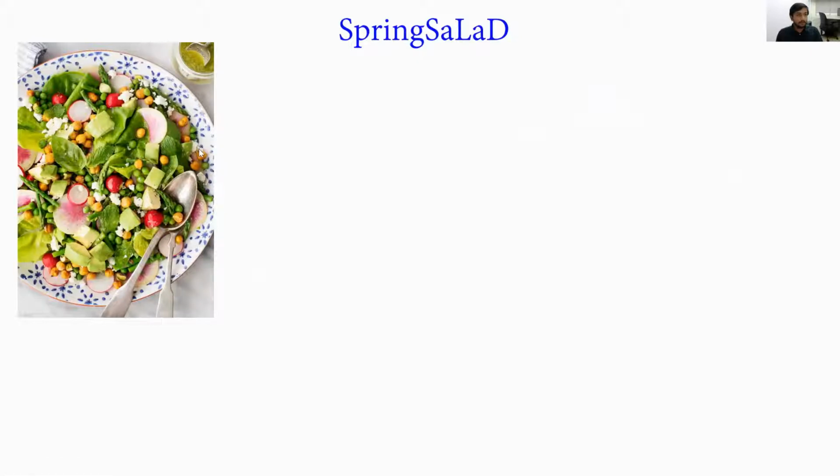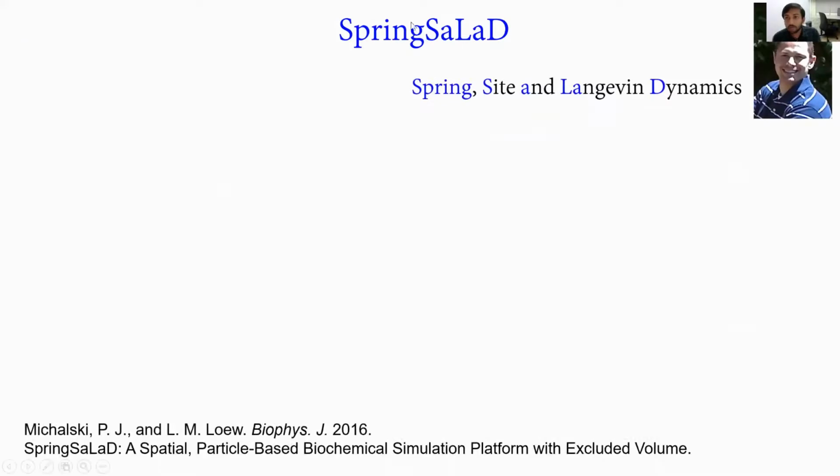If you go to Google and type SpringSaLaD, that's what you get, right? I got this so many times, like you go to Wikipedia and type SpringSaLaD and that's what you get. But 4 or 5 years back, Dr. Paul Michalski and Leslow had some other ideas for this particular term. If you deconstruct the term, it turns out to be spring, site, and Langevin dynamics. Now, what does that mean?